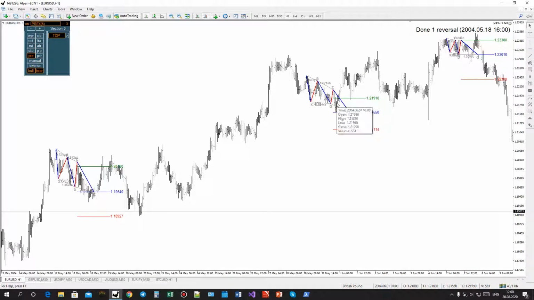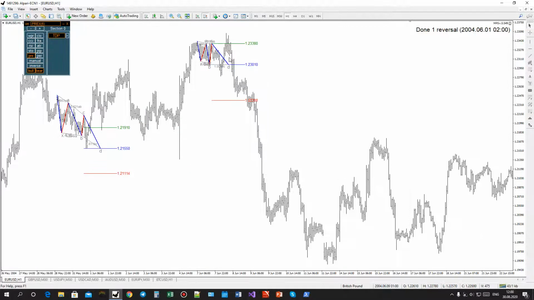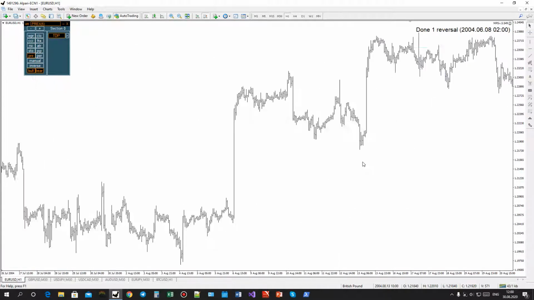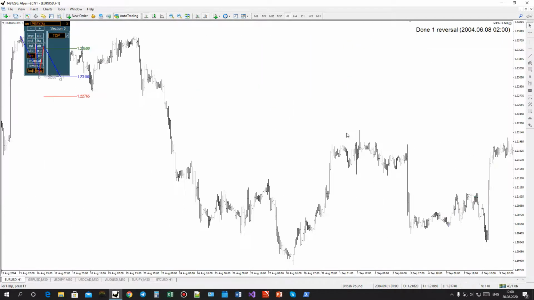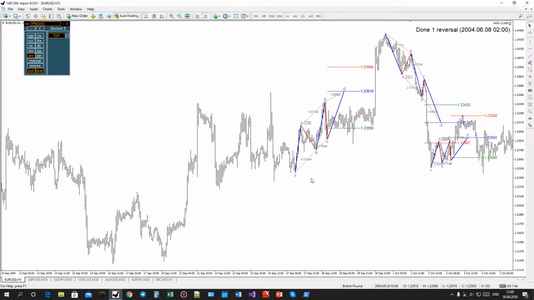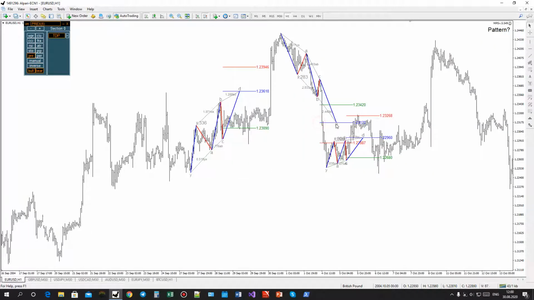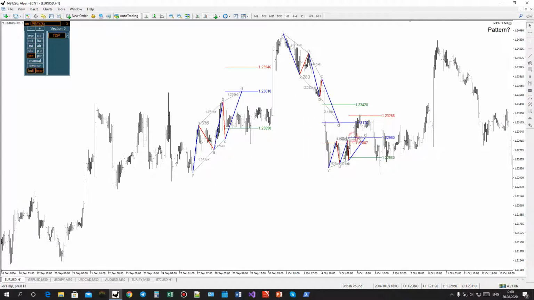This one, let us see if it was 21.56.0, 21.55.0, 1 pip away. 25, yes, it was touched in reverse. It was a win. This one was a win. Okay, continue next. Invalidated. Okay, this one was a loss. This one was a loss. This one was a loss.